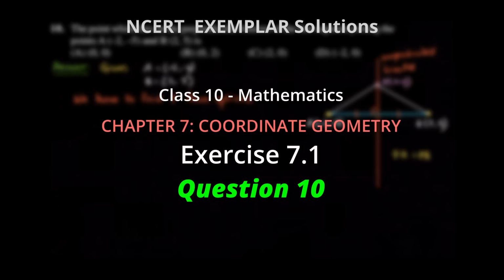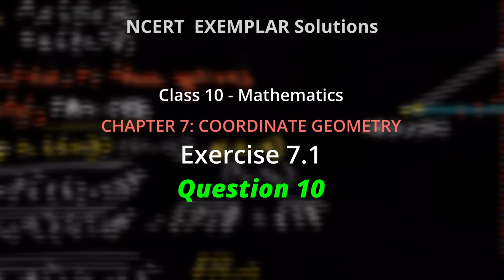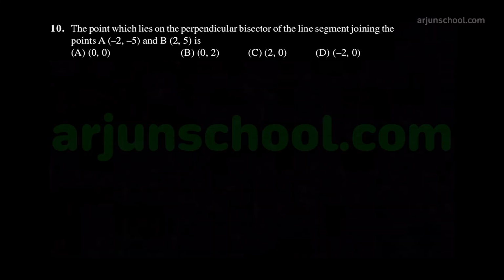NCERT Exemplar Solutions, Class 10, Maths, Chapter 7, Exercise 7.1, Question number 10. The point which lies on the perpendicular bisector of the line segment joining the points A(-2, -5) and B(2, 5) is: option A, (0, 0); option B, (0, 2); option C, (2, 0); or option D, (-2, 0). Let us find the answer.